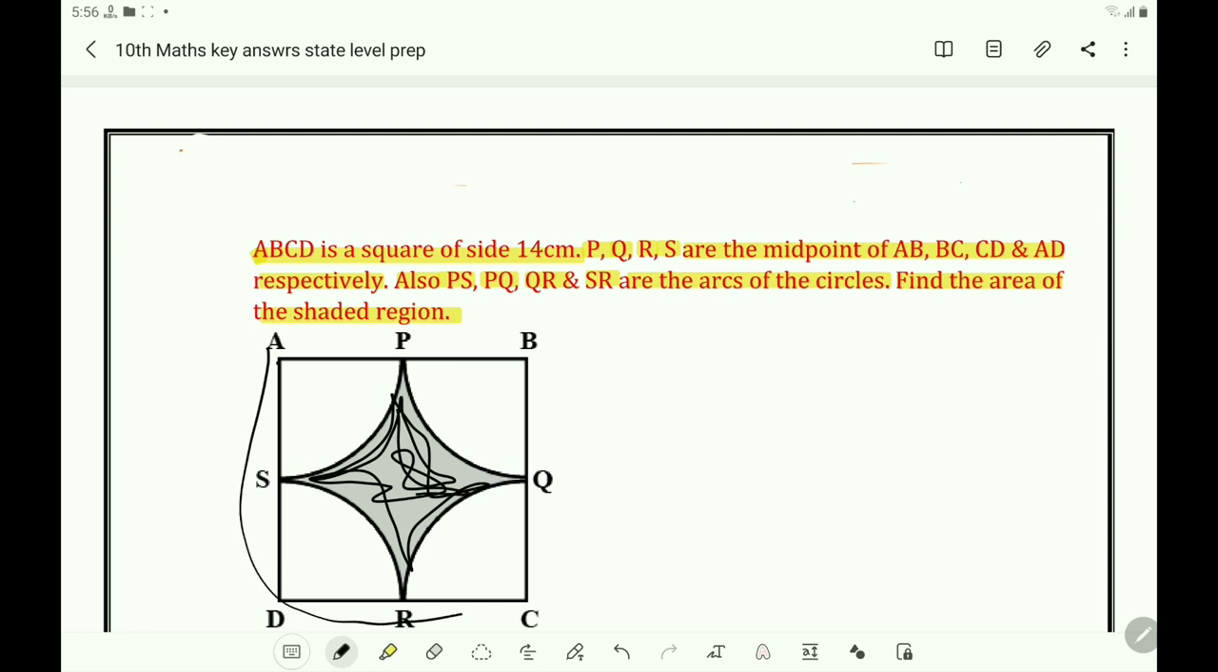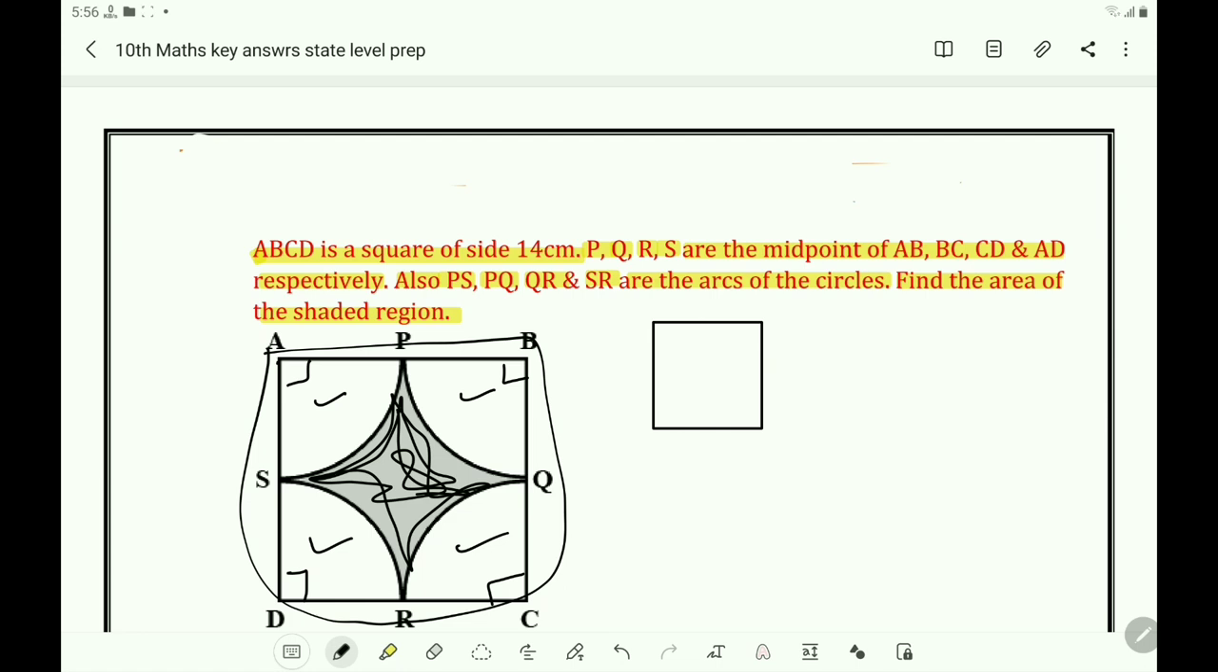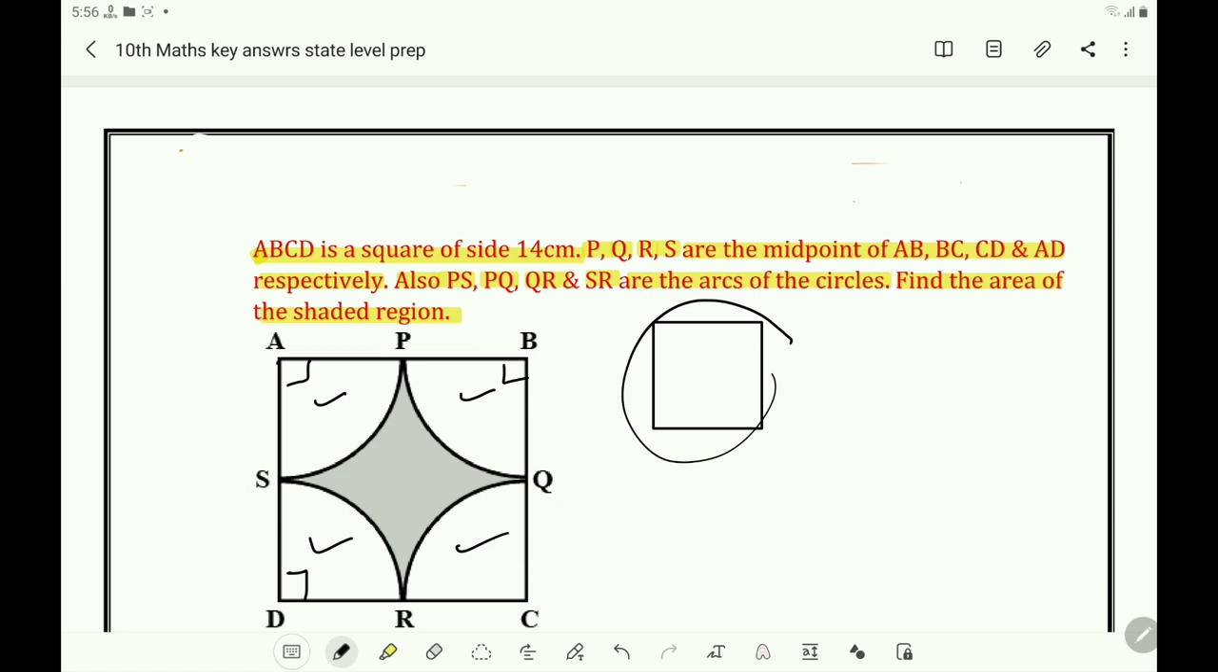And here there is a square. It is a square. And these four are sectors. And what is the sector angle here? Angle is 90 degrees. And first you find the area of the square and area of the four sectors. If the area of the four sectors is subtracted from the area of the square, you will get the area of the shaded region. Area of the shaded region can be found out by subtracting the area of the four sectors from the area of the square. So first you find the area of the square.